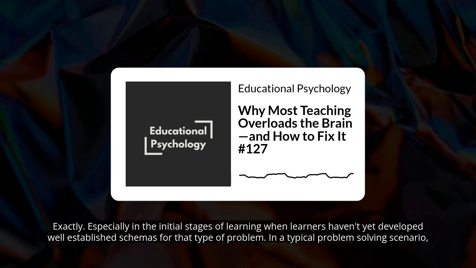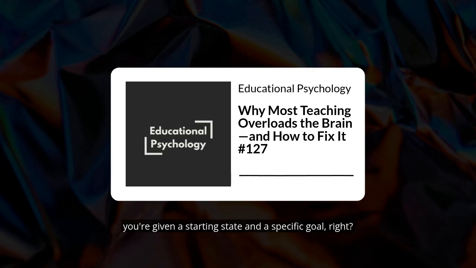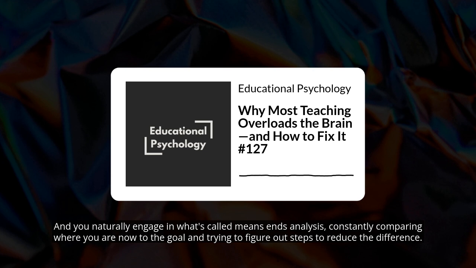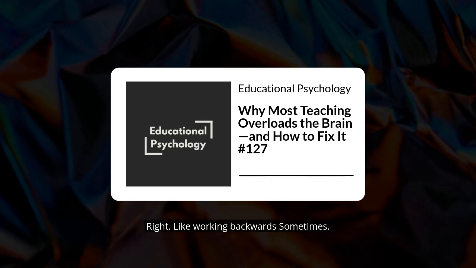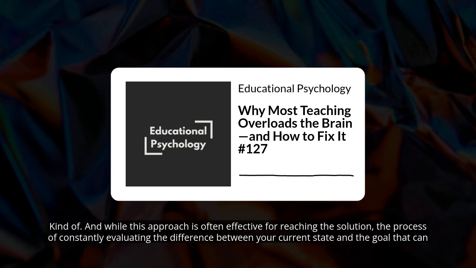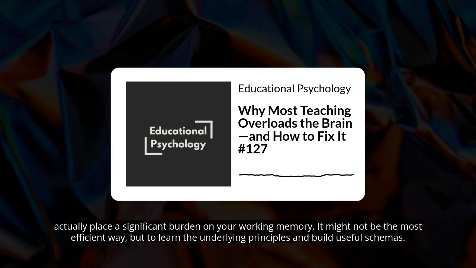In a typical problem-solving scenario, you're given a starting state and a specific goal, right? And you naturally engage in what's called means-ends analysis, constantly comparing where you are now to the goal and trying to figure out steps to reduce the difference. Right, like working backwards sometimes. Kind of. And while this approach is often effective for reaching the solution, the process of constantly evaluating the difference between your current state and the goal can actually place a significant burden on your working memory. It might not be the most efficient way to learn the underlying principles and build useful schemas.